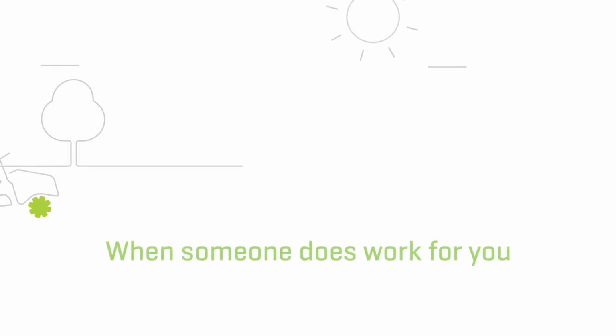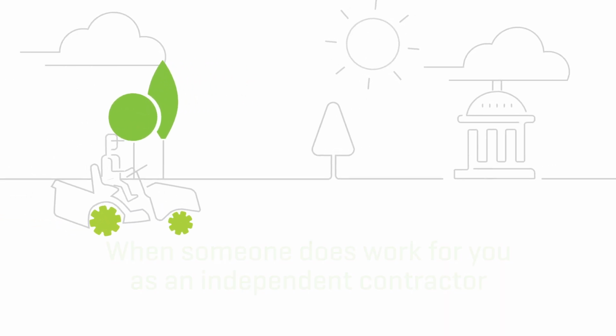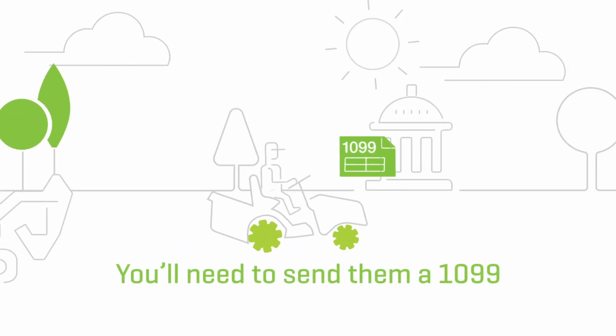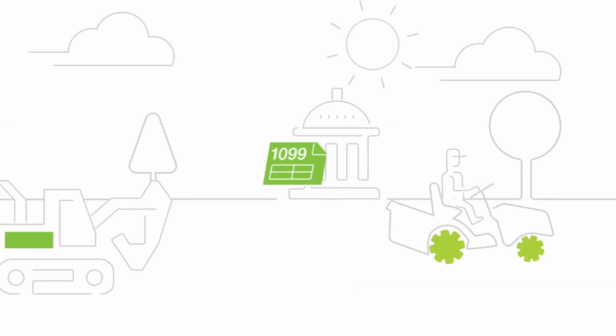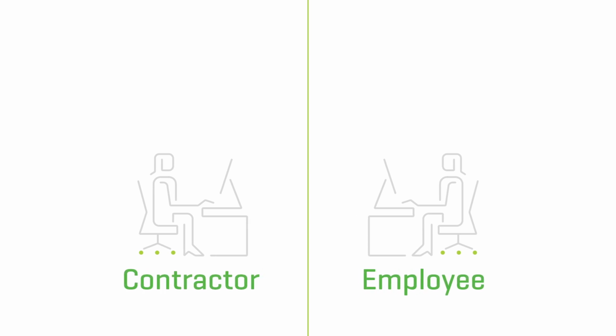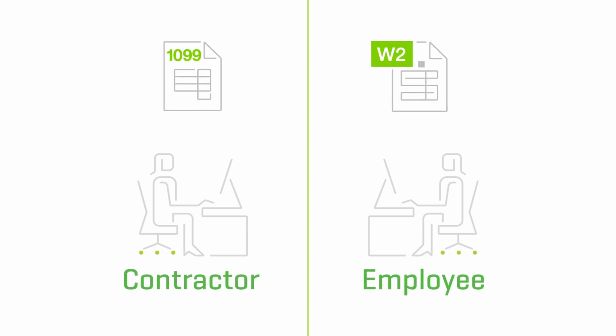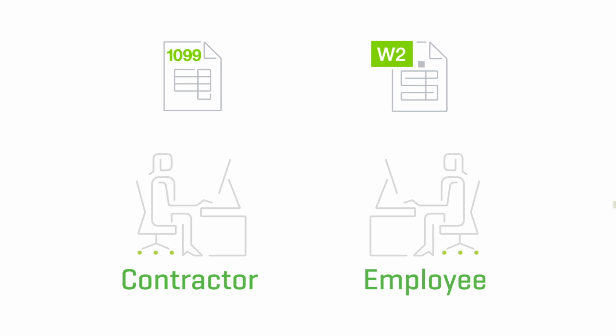When someone does work for you as an independent contractor, you'll need to send them a 1099 at the end of the year so they can report their income to the IRS. As a general guideline, if the contractor does the work of an employee, but they aren't an employee or a corporation, then you need to create a 1099 for them at the end of the year.